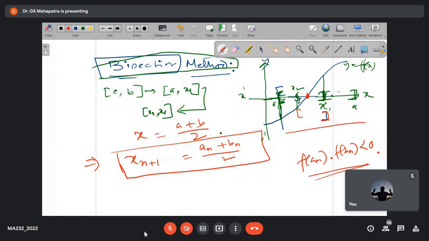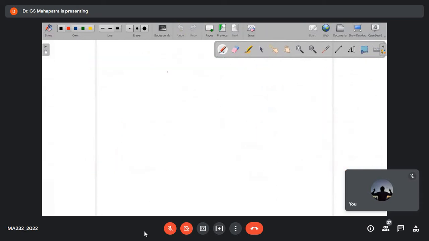So the initial a and b are given, and from a and b you can find x, the middle point, and continue. If you continue for n number of iterations, this is the iterative formula. We are considering this concept: the product of the functional values at the end points should be less than 0. So this is the one figure. In the next slide, I will draw one figure.